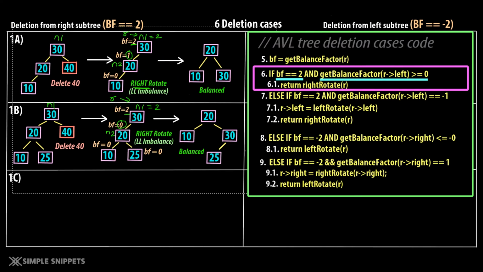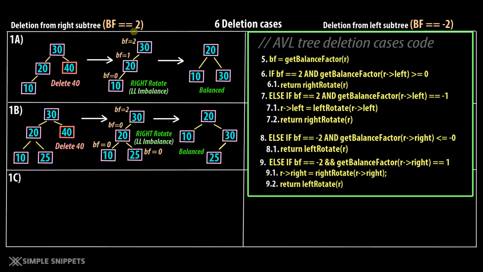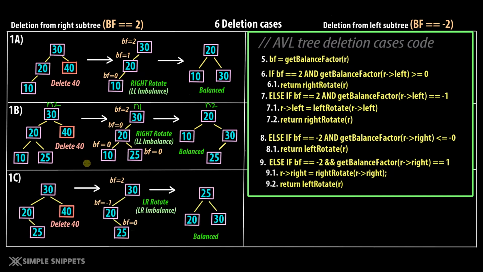Okay. So let's see the third case where the balance factor of the root node, that is N1, is 2. However, the balance factor of the left child is not greater than or equal to 0. Okay. So this is case number 1C. Over here, this is how the structure of that AVL tree looks like. Now you want to delete 40. So when you delete 40, you are basically deleting from the right subtree only. This is N1. Okay. So when you delete this, our AVL tree looks something like this.